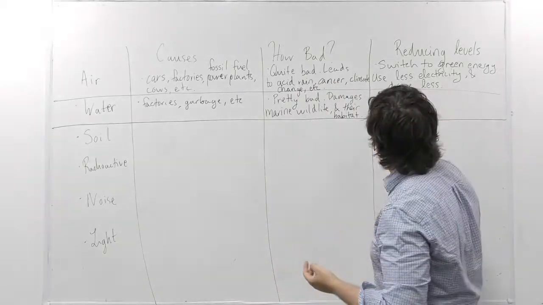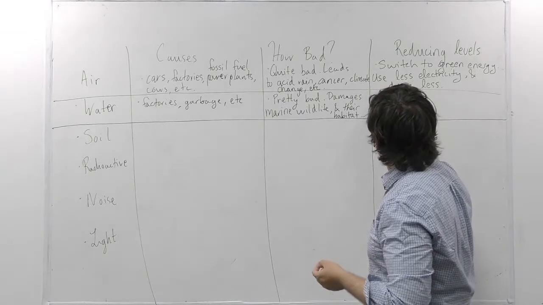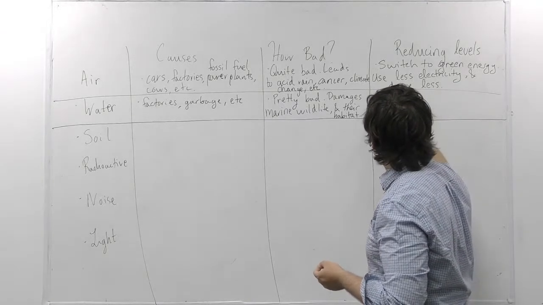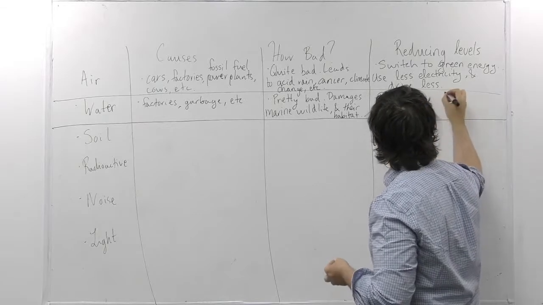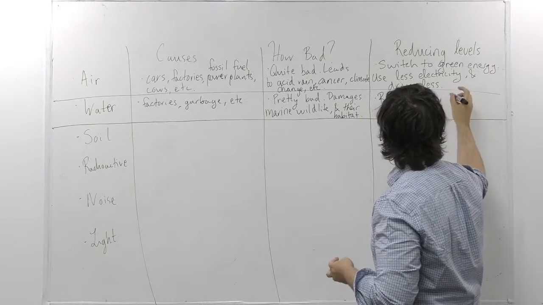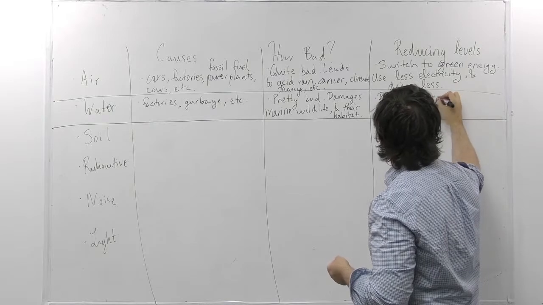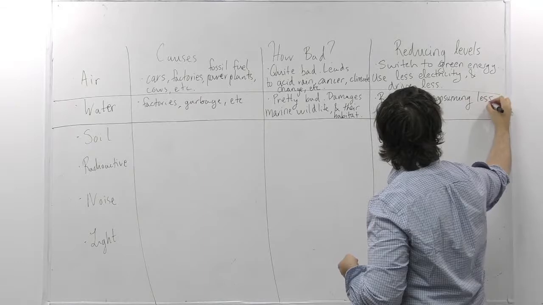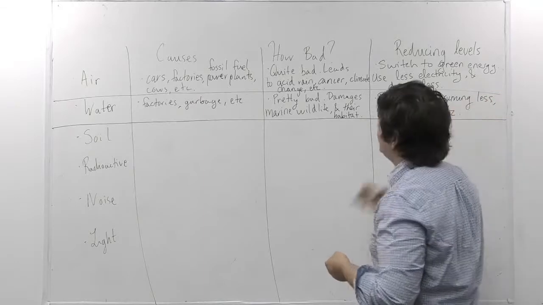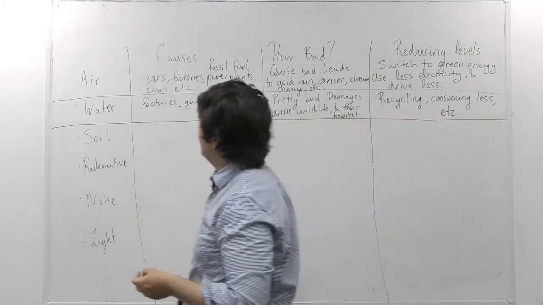Yeah. So I think one of the main ways to reduce that, though, is by recycling. And what else? Consuming less, so factories don't create so much pollution and that kind of stuff. Okay, so that's what I got for water.